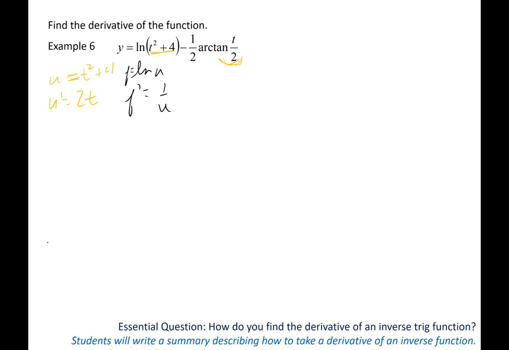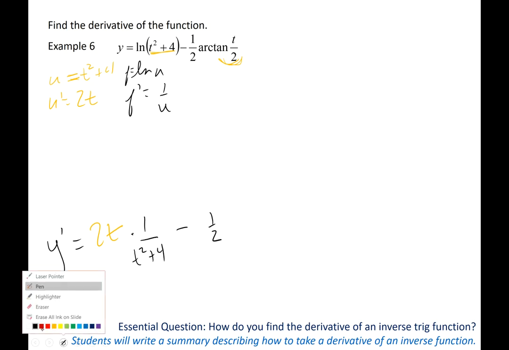I'm going to start writing my official derivative down low here. So my derivative of my inside was 2t. Derivative of my outside is 1 over u, which is the t squared plus 4. And then notice we've got a minus and a 1/2 going on there.